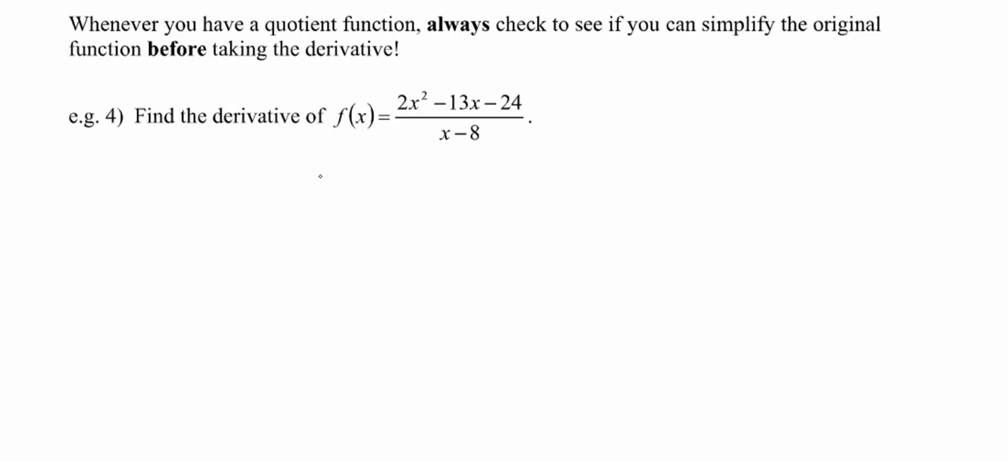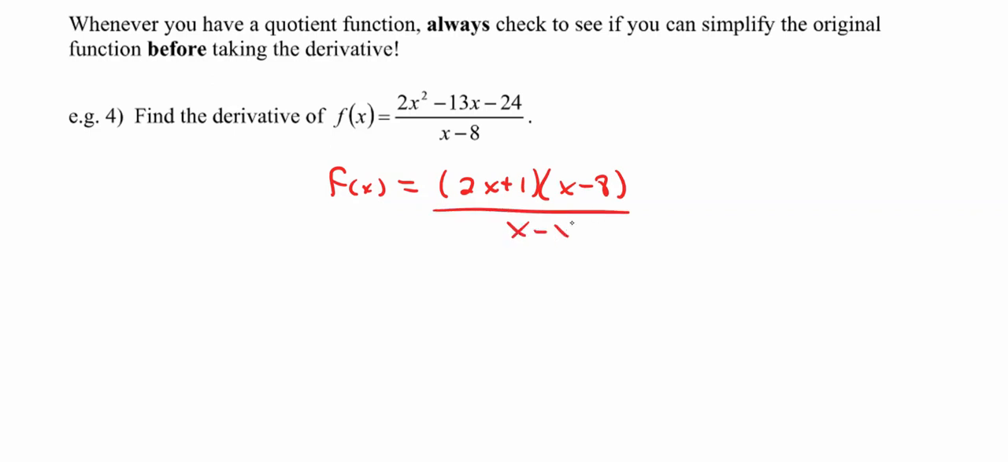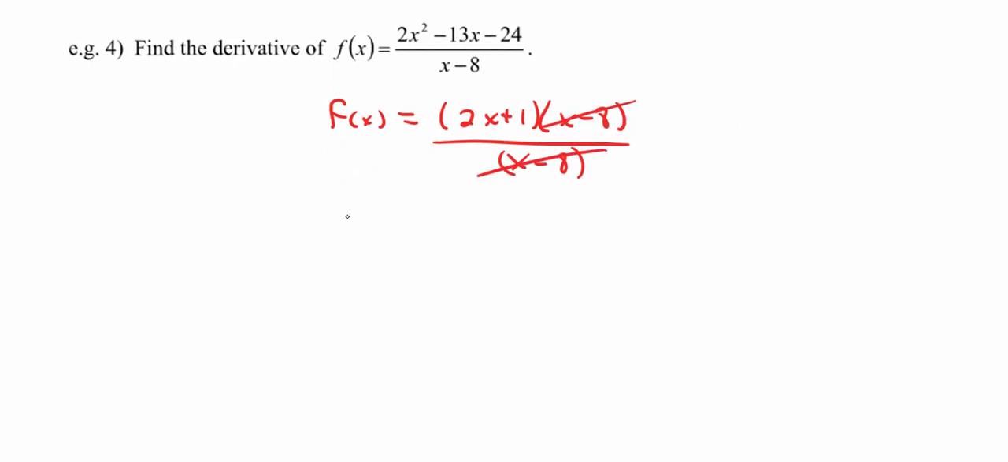So let's factor this and see if there's anything magically that'll cancel. So factoring the top here, this would be 2x plus 1 and x minus 8, and then over x minus 8. So they get to cancel like you guys have been doing forever, right? So now we're just really taking the derivative of this simple function, 2x plus 1. Okay, well, what's the derivative of that? So the derivative of f of x would be, okay, well, that's just 2.